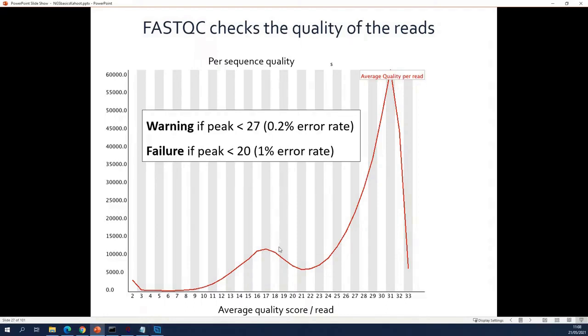What if you do see a clear set of reads with low average quality? You can remove them in the next step of the analysis. So there are tools that allow you to remove low quality reads from the FASTQ file.